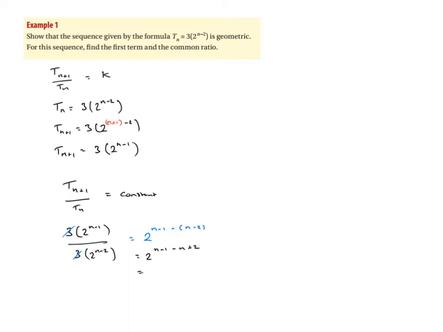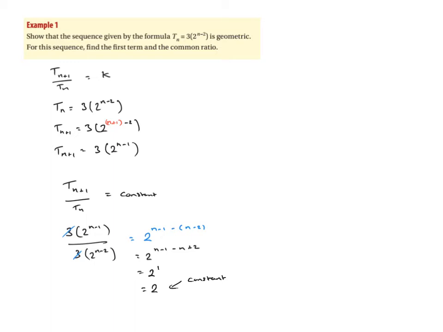And we've got minus 1 plus 2, which is equal to 2 to the power of 1, which is obviously equal to 2. And 2 is a constant. So therefore, we can say that this now is a geometric sequence. So it then says find the first term and the common ratio.